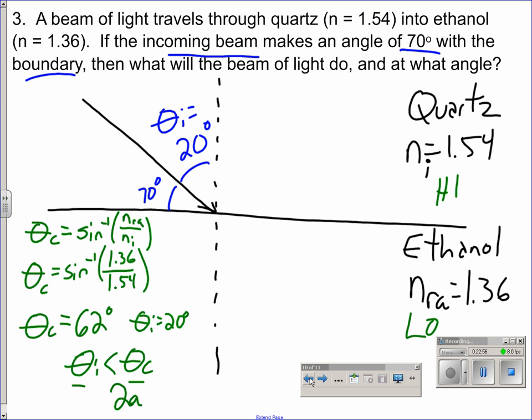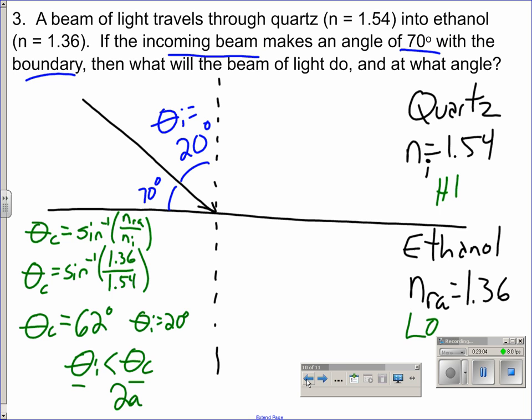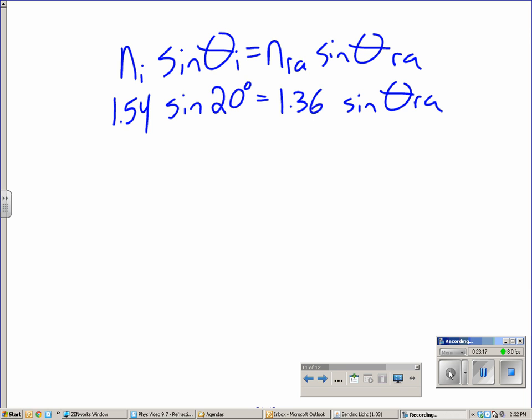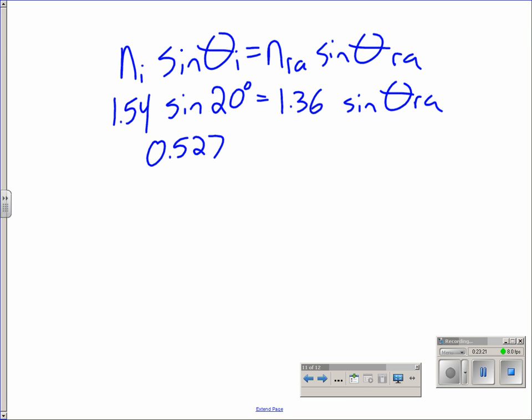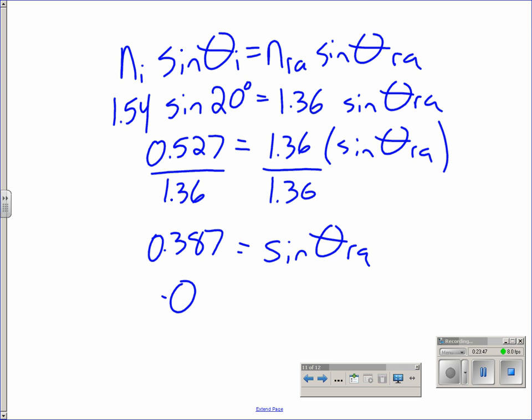Times the sine of my incident angle, which was only 20 degrees, equals 1.36, yes, for ethanol, times the sine of theta_ra, and solve this. 1.54 times the sine of 20 gives you 0.527 equals 1.36 times the sine of theta_ra. Remember, get that by itself by dividing by 1.36, and you get, sorry, the sine of your angle is 0.387. Take your inverse sine of that number, and you get 22.8 degrees.